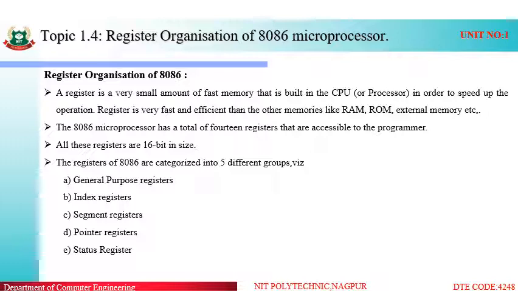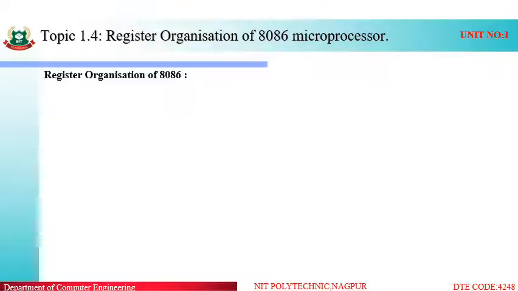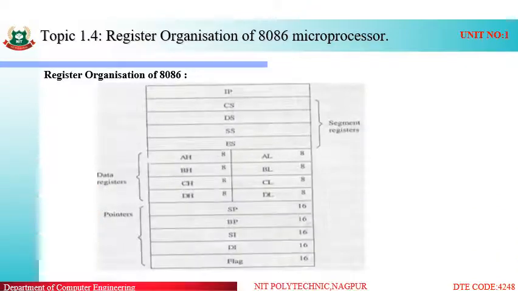So how many registers are there in total? There are a total of 14 registers in 8086. Each register is of 16 bits, and depending upon their operations they are classified into five types. So basically this is the diagram we have to draw if the question is asked on register organization of 8086. A total of 14 registers are given.